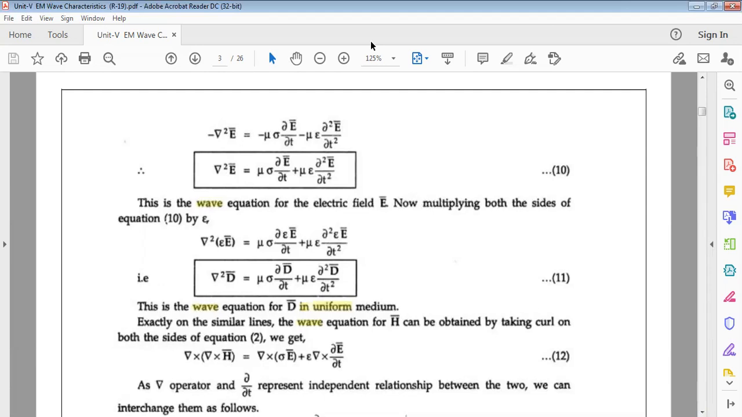Got it, my dear students? I substitute here del cross del cross E bar is equal to del of del dot E bar minus del square E bar. So del dot E bar, according to the Gauss law of the electric field, the rho v in free space is equal to 0. Del dot E bar is equal to 0. The only term we have is minus del square E bar on the left hand side. So minus mu sigma dou E bar by dou T becomes, minus into minus is a plus. Remove the minus on both sides. Plus mu into epsilon dou square E bar by dou T square.